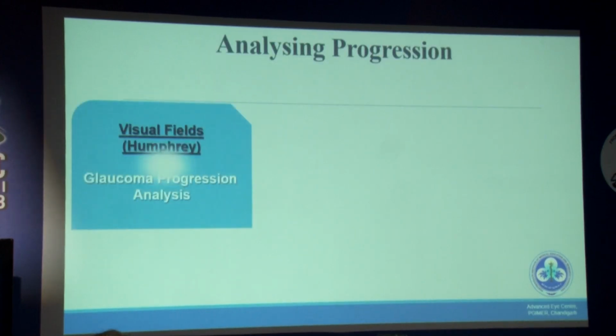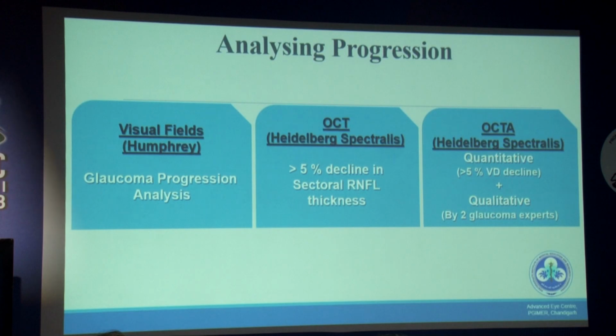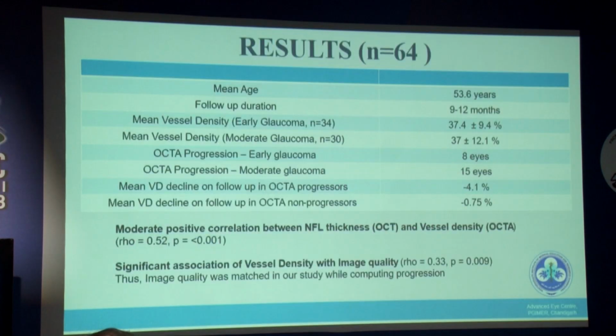So how did we analyze progression? On visual fields, glaucoma progression analysis software was used. On OCT, more than 5% decline in the sectoral nerve fiber layer thickness was taken as progression. And on OCT angiography, both quantitative as well as qualitative assessment was taken as progression. Quantitative when more than 5% vessel density decline, and qualitative assessment was done by 2 glaucoma experts, both were blinded. So this is just a representative image showing corresponding defects. We can see a superior nasal notch and corresponding defects on OCTA, OCT, and visual fields.